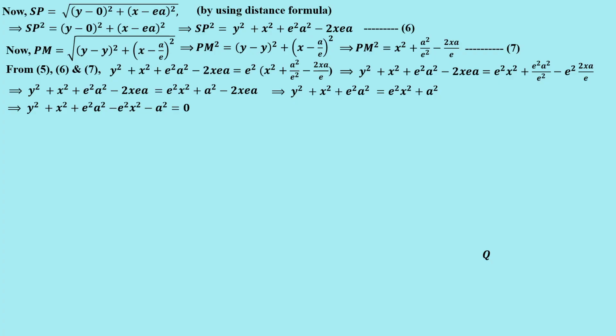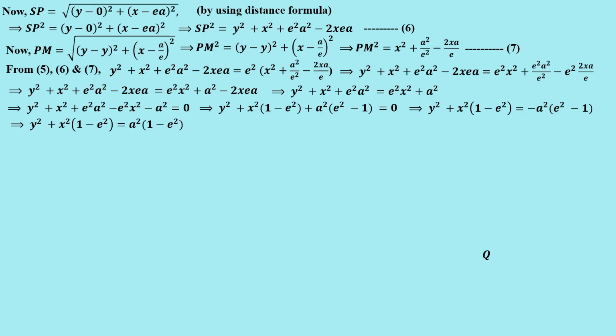So y square plus x square plus e square a square minus e square x square minus a square equal to 0. So we are grouping x square and a square terms. So x square into 1 minus e square, the fourth term, and a square into the third term and the last term, e square minus 1. So y square plus x square into 1 minus e square is equal to minus a square into e square minus 1. So y square plus x square into 1 minus e square is equal to a square into 1 minus e square. So divided by a square into 1 minus e square.